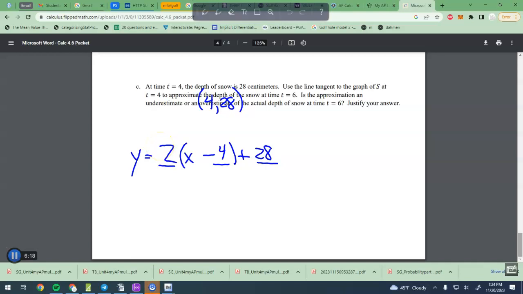And then, does that make sense what I'm doing? Yeah. And then I plug in 6. That's really far away, so approximate. Okay. So 2 times 2 is 4, plus 28 is 32. And then they ask if it's an underestimate or an overestimate. So I need to know about the concavity.